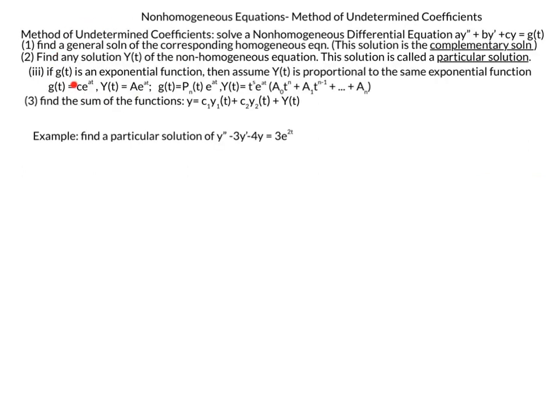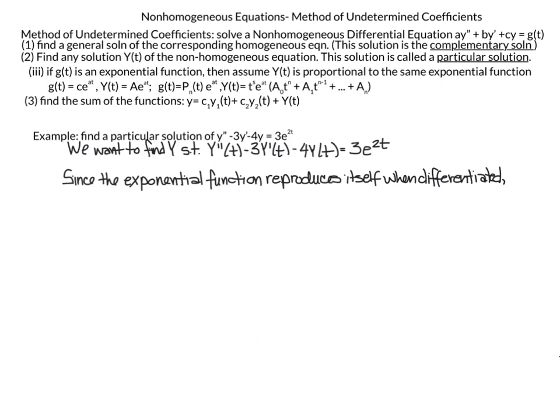So here I have a summary of the method of undetermined coefficients, and because g of t is equal to an exponent, I only put the relevant portions about the exponent. Our example is to find a particular solution of y double prime minus 3y prime minus 4y equals 3e to the 2t. We want to find a particular solution, which we will call capital Y, such that capital Y double prime minus 3Y prime minus 4Y is equal to 3e to the 2t.